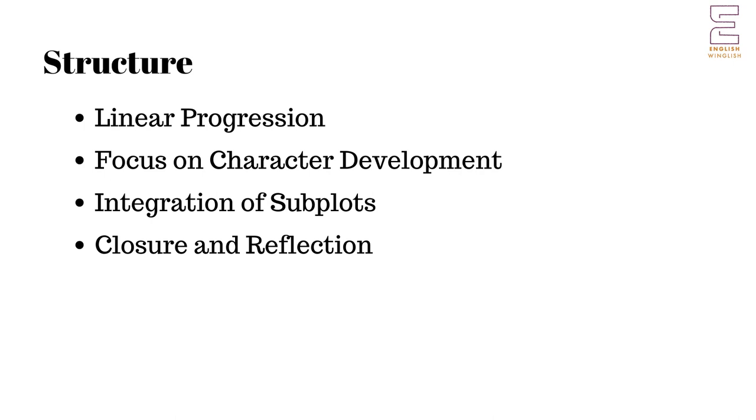Structure. Linear progression. The novel follows a linear structure which effectively chronicles the development of the central characters and their ventures. This straightforward progression makes the story easy to follow and allows for a clear depiction of character growth and plot development. Focus on character development. The structure emphasizes the evolution of characters like Mr. Sampath and Srinivas. As the story progresses, we see how their experiences shape their perspectives and decisions, highlighting the novel's themes of ambition, integrity, and the balance between idealism and pragmatism.